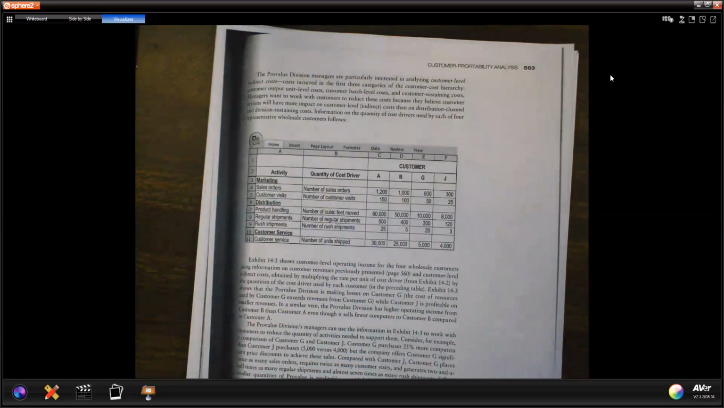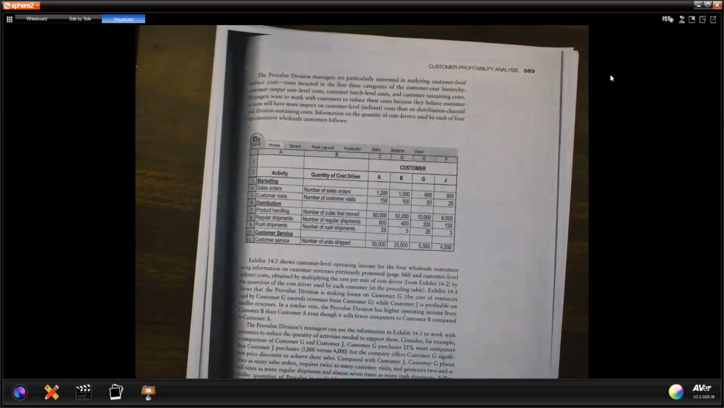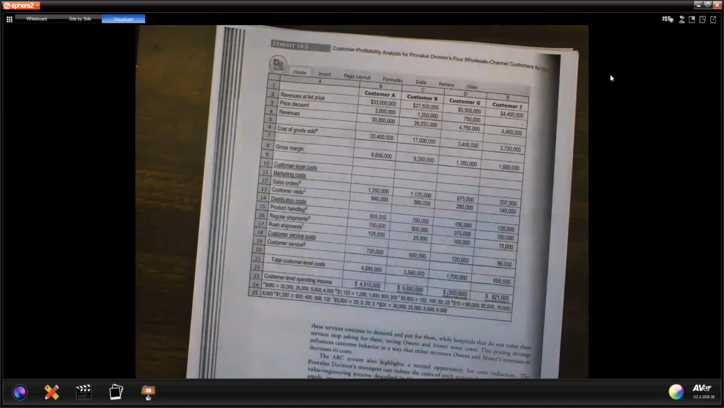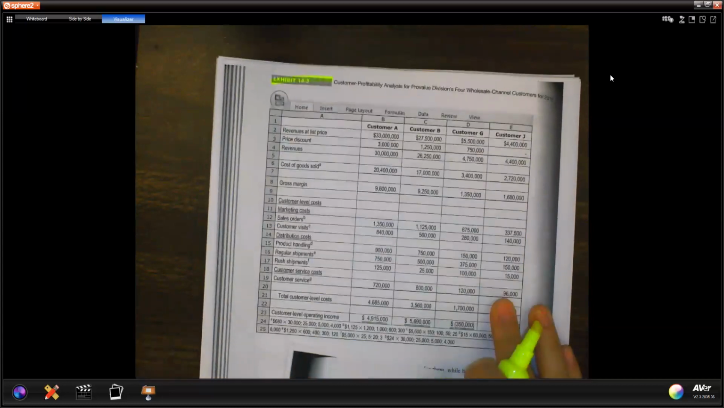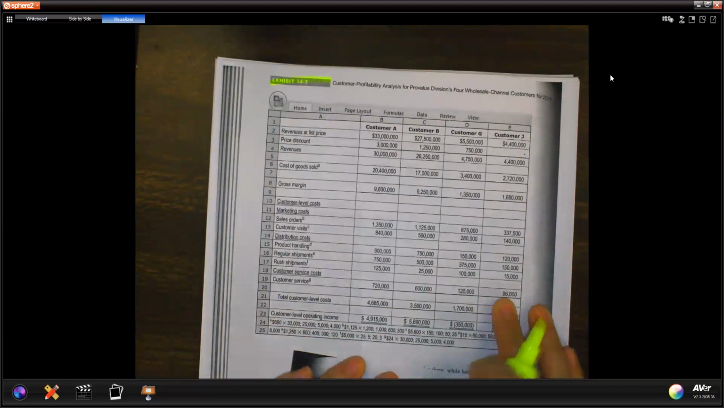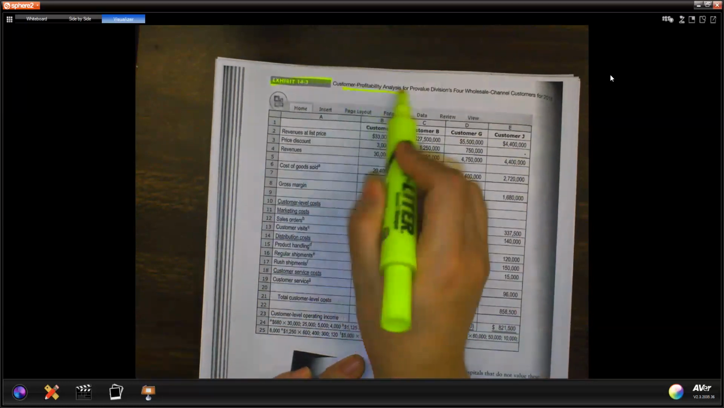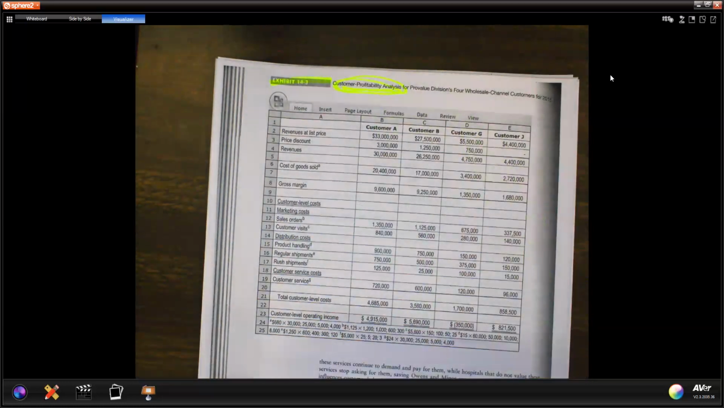And then next one, we said talking about this customer. Okay, so the next one we want to focus on is exhibit 14-3. We talked about this in the class. So this is customer profitability analysis.